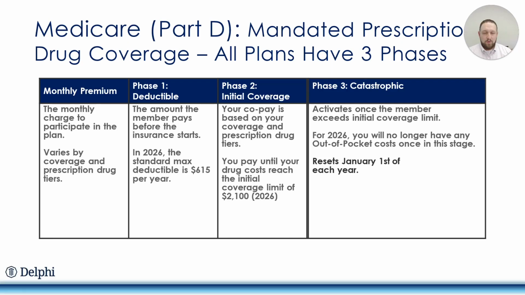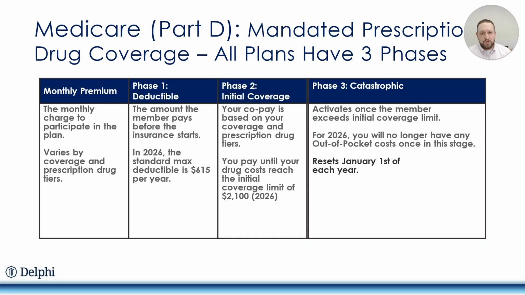So you might be on the hook for that $615 first, but the good news is it gets a little bit better as you go through that deductible phase. When you get to phase 2, that is your initial coverage phase, where you'll pay 25% of the retail cost of the drug or an agreed upon amount, depending on which tier that your drugs are on.